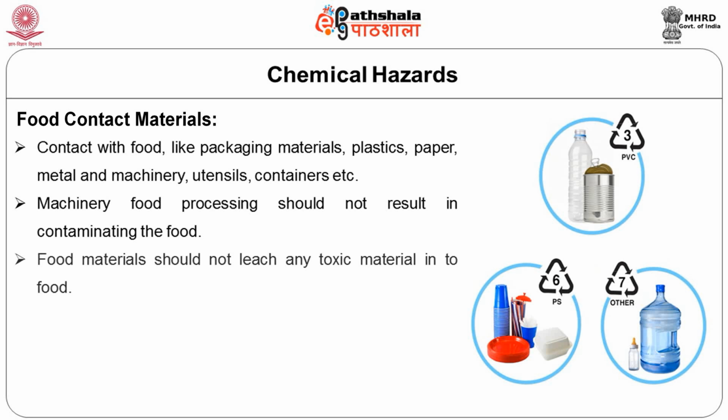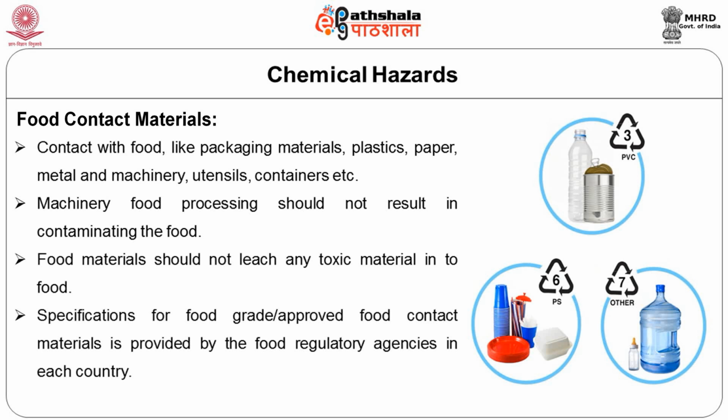Even the machinery used for food processing should not contaminate the foods. That is why it is always suggested that stainless steel material be used while making food machinery. Even the containers and utensils used for food materials should not leach any toxic materials into the food. Specifications for food grade approved food contact materials are provided by the food regulatory agencies in each country, and these are the materials supposed to be used for food contact.